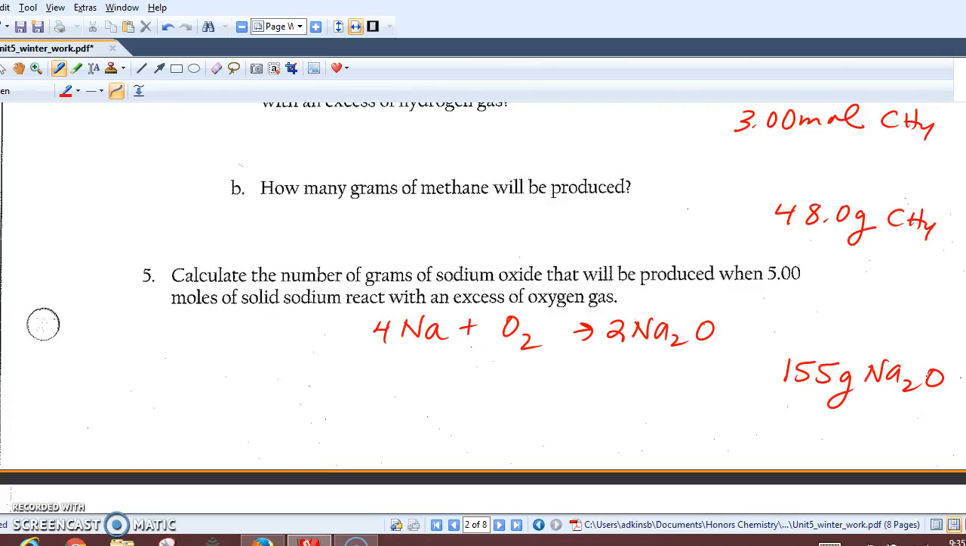So if you did well on this particular task, moles to moles and moles to grams, feel free to move on to the next section. It gets into a little bit more grams to grams and more reaction writing as well.